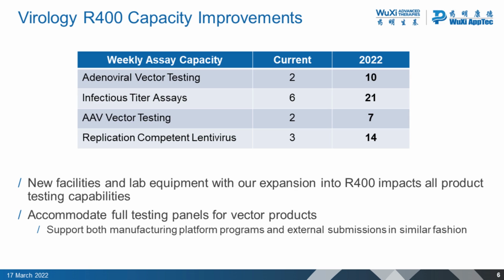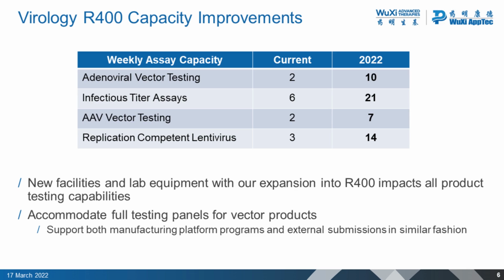So these new facilities with a lot of brand new equipment is great for us, but then also for all of our clients, as we're able to provide more testing and reduce our backlogs and accommodate a full testing panel for vectoring products. And what that means is that we're able to support any external testing clients similarly to how we would support an internal manufacturing client as well.